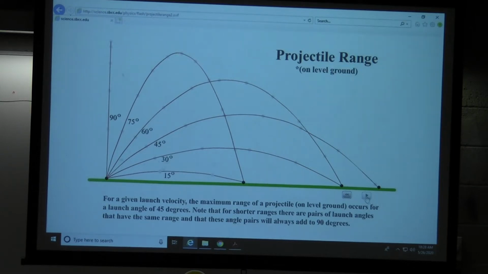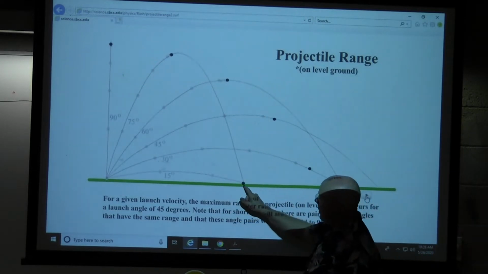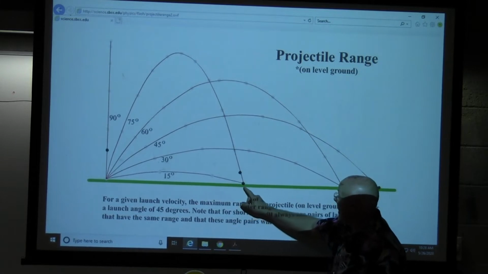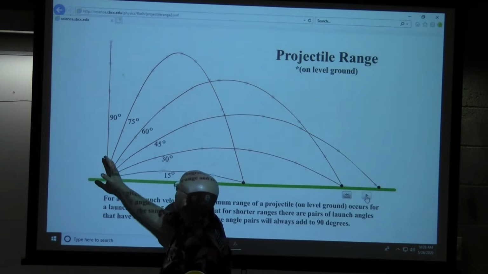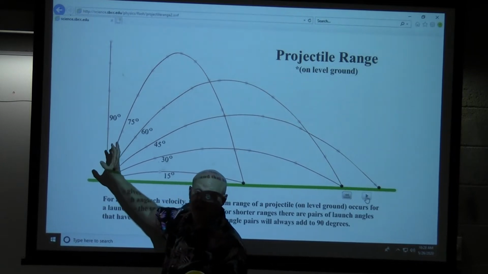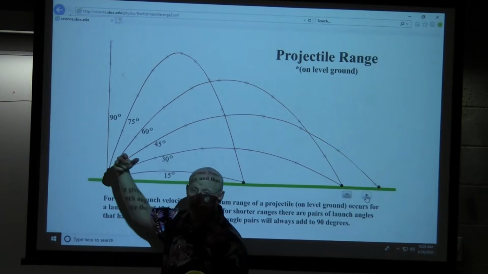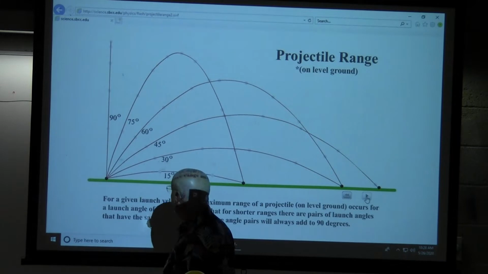The one at 15 degrees, look how fast it's going horizontally, but doesn't spend much time in the air. And so it lands right away and doesn't go very far. And then likewise, look at the one that was 90 degrees. It was in the air the most time. It went straight up, spent a lot of time in the air, what we'd call hang time, and then came right back down.